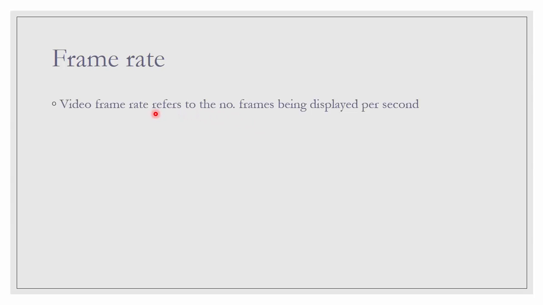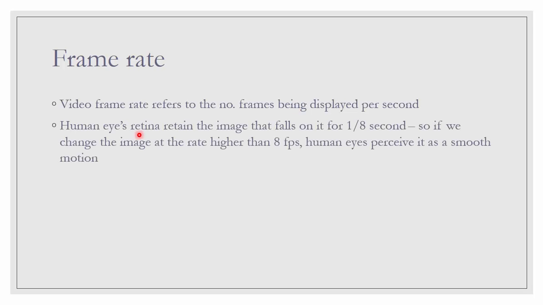Next, the concept of frame rate. Video frame rate refers to the number of frames being displayed per second. Human eye's retina retains the image that falls on it for 1/8 second. It is 0.125 second or 125 millisecond.